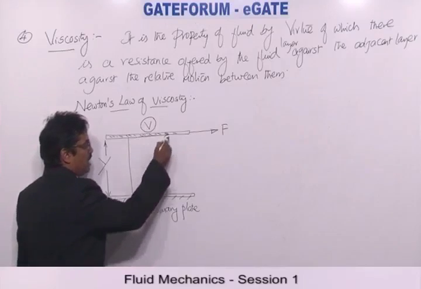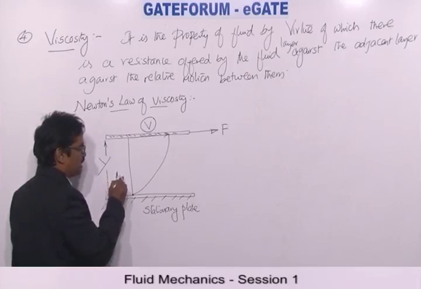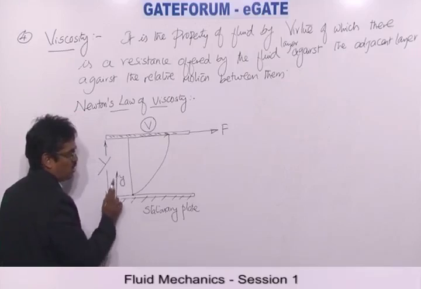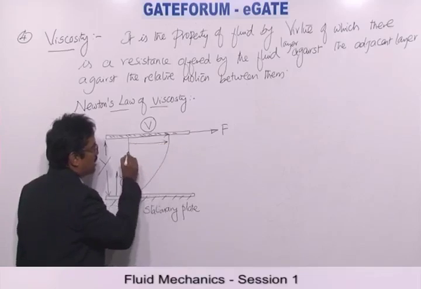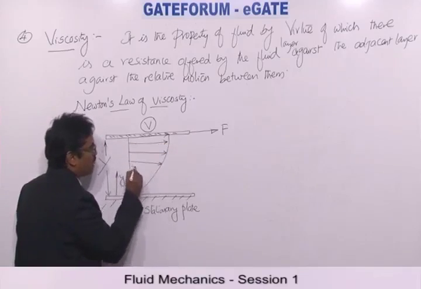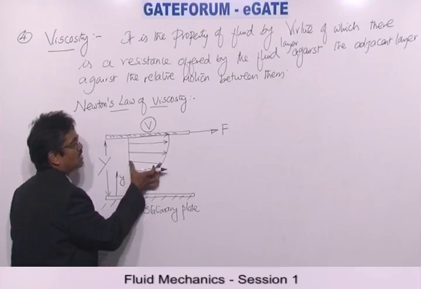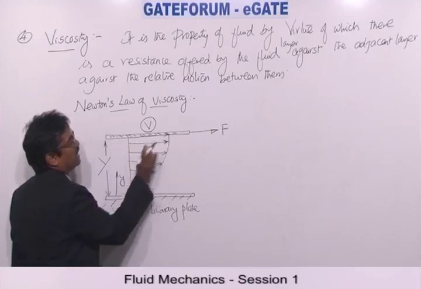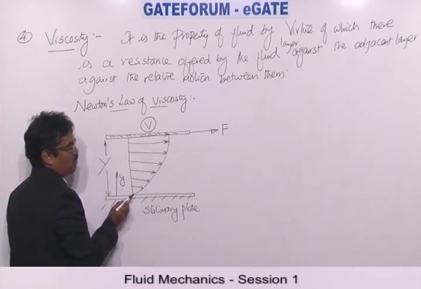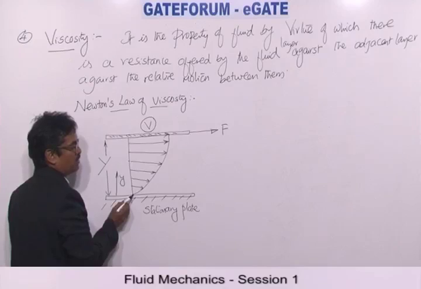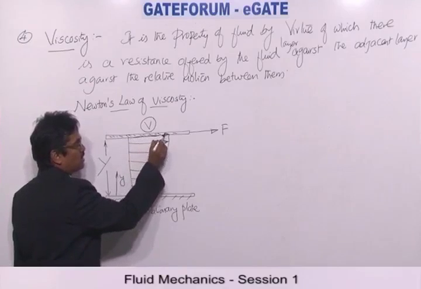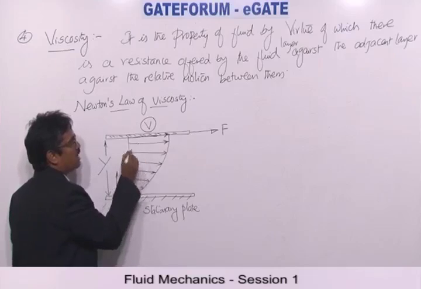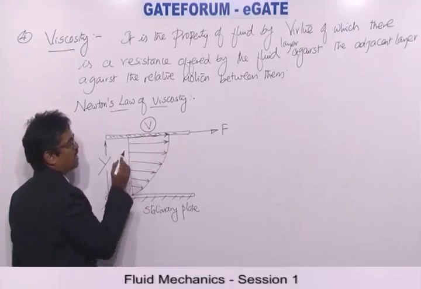So different fluid layers at different heights, which I can indicate as a small y. This is a coordinate direction measured in the normal direction to the plate. Different fluid layers at different y values will have different velocities, which I can show in the form of these arrows. The arrow indicates the magnitude of the velocity of the fluid layer at different y values. The bottommost layer has a 0 velocity, therefore the length of the arrow is 0. The topmost layer has velocity V, the maximum velocity among all the layers. Different fluid layers at different heights will have different velocities.